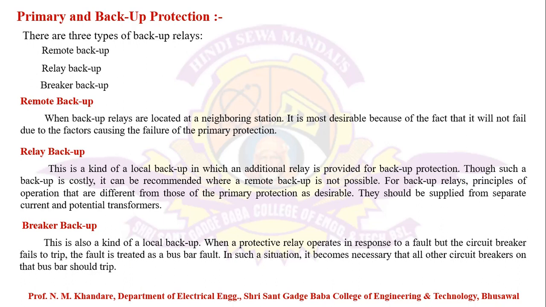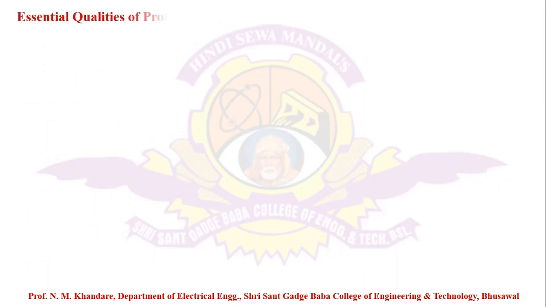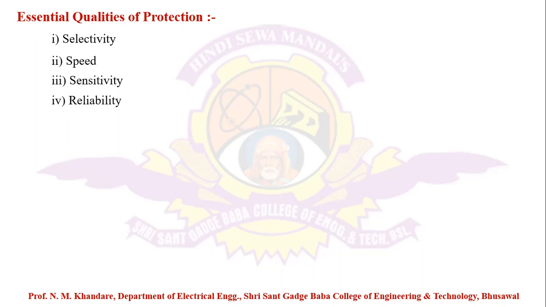These relays must have some essential qualities, so we will see that. The essential qualities of the protection system or the relays are six properties. First is the selectivity, the next is the speed of operation, then the sensitivity, then the reliability, then the simplicity, and last is the economy. So these six parameters must be possessed by each and every protective scheme.